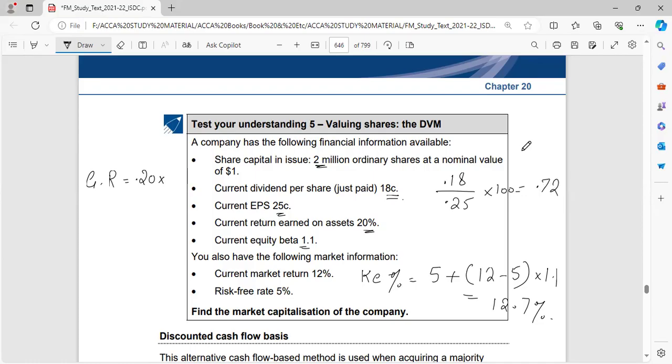0.72 or 72% is dividend payout ratio. So 1 minus 0.72 is equal to 0.28, which is the retention rate. So the growth rate is 0.056.